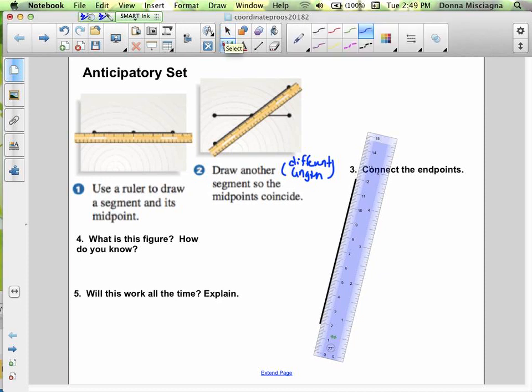So the length of that is just the absolute value of the difference of those values, because it doesn't matter which way I subtract them if I take the absolute value, because we know that distance is always a positive number. So the length there is 10, which means the midpoint would just be 10 divided by 2, or 5.